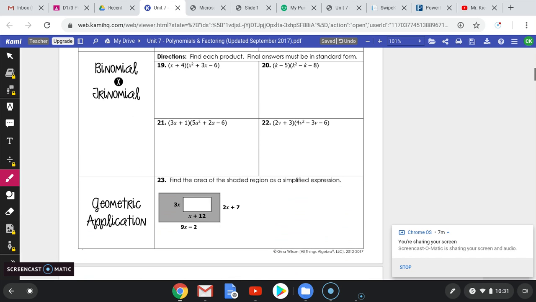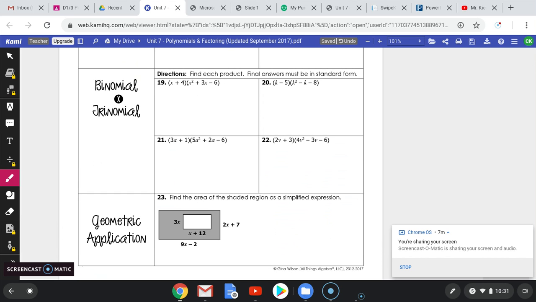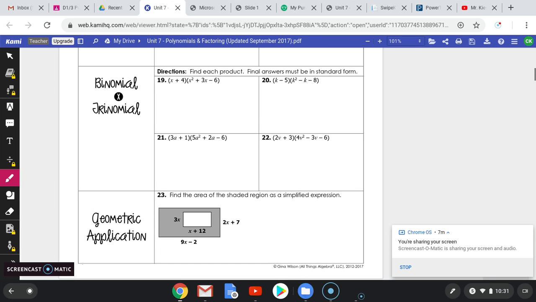All right, let's look at the last part here, where we want to multiply a binomial by a trinomial. So notice FOIL, I'm using quotes here, does not work because FOIL only works for binomial times a binomial. But it does the same concept. You take the first thing in your first parentheses, so like this x here in number 19, and you multiply it with everything across the other parentheses.